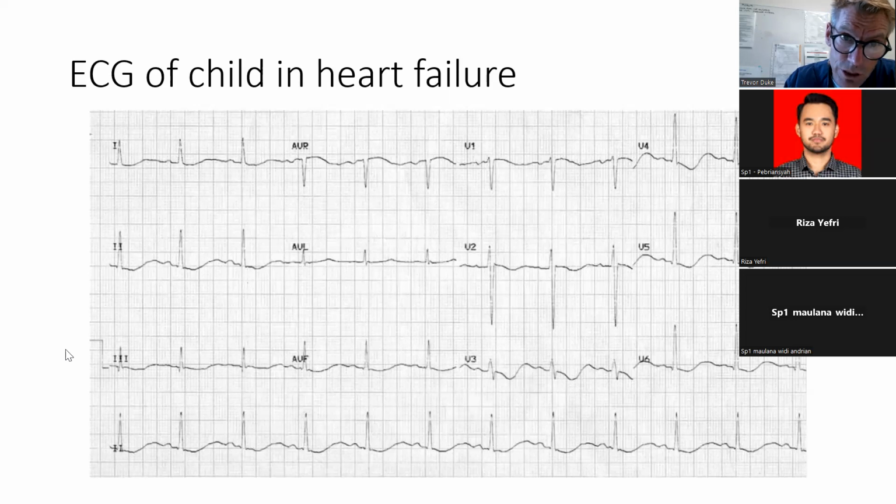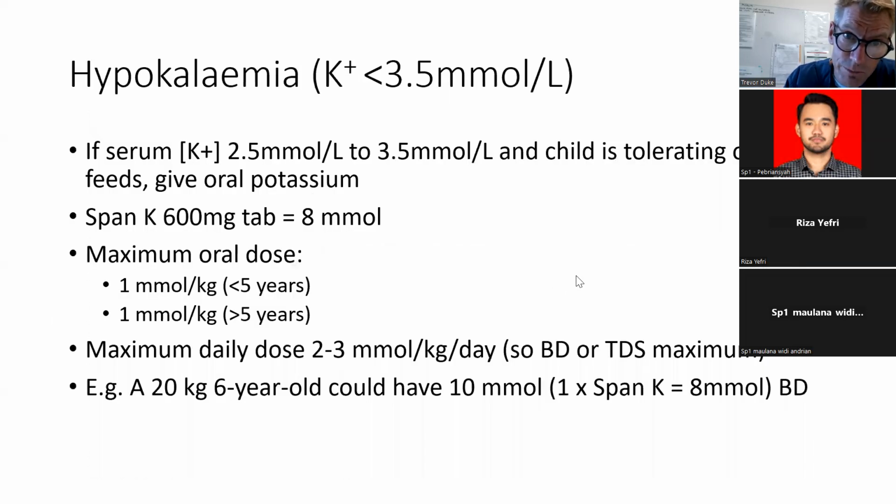And so this was a child who presented in heart failure. And part of the reason was because she was on so much in the way of diuretic therapy that her potassium went very low, and she got this arrhythmia because of that, and poor myocardial function because of that. So if you need to correct potassium, if the potassium's just a bit low, we can give oral potassium.